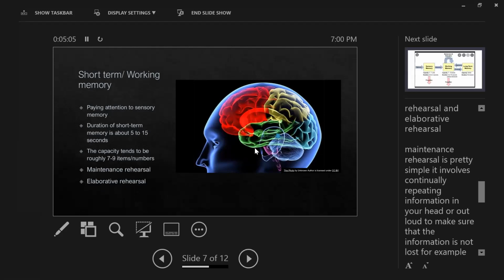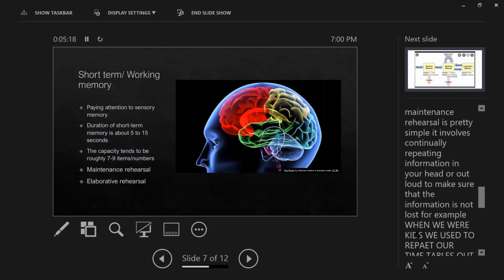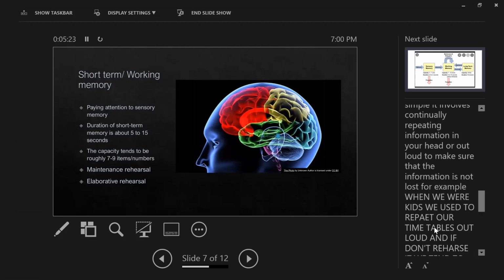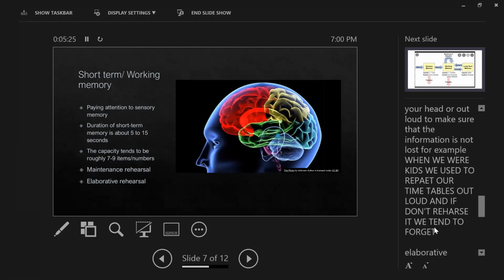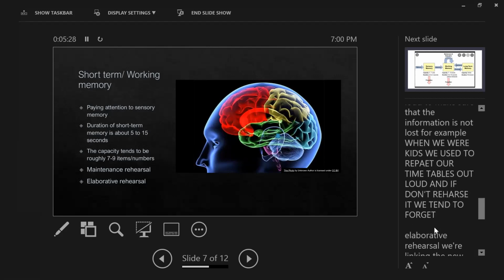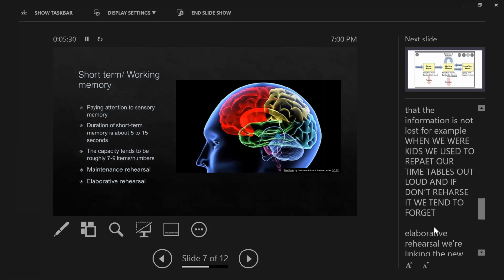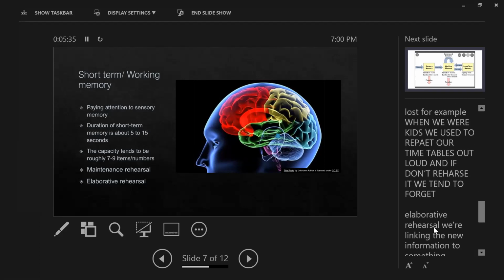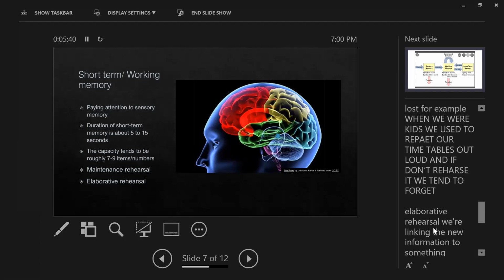According to Atkinson and Shiffrin's theory, rehearsals are done by maintenance rehearsal and elaborative rehearsal. What is maintenance rehearsal? Continuing to repeat the information in your head, like the timetables example I shared. If we read it out loud and keep on repeating it, it stays in our memory. However, if we don't rehearse those timetables, we tend to forget them.